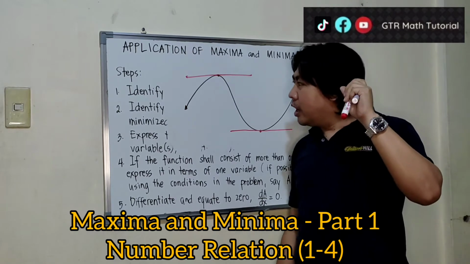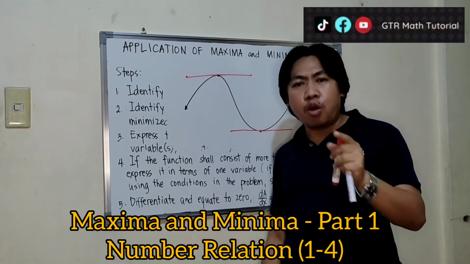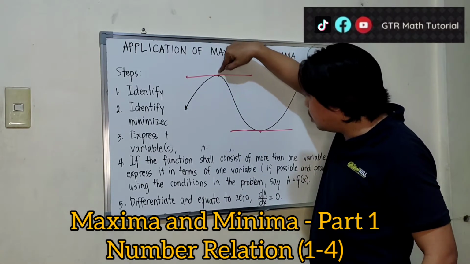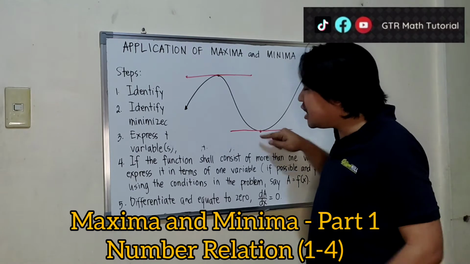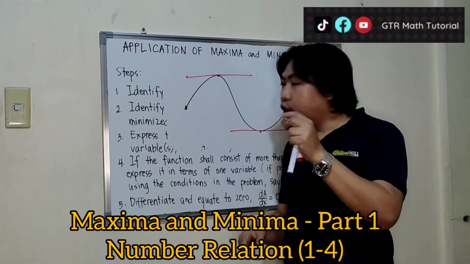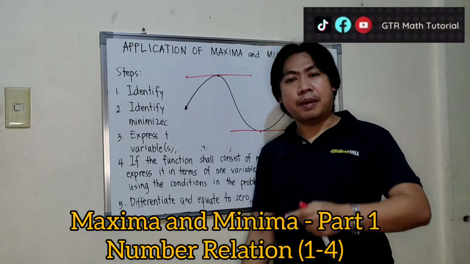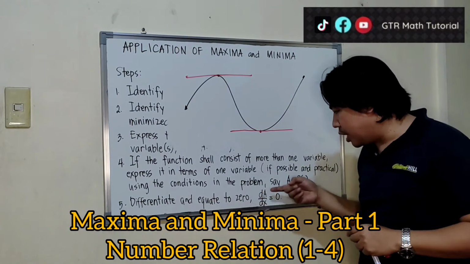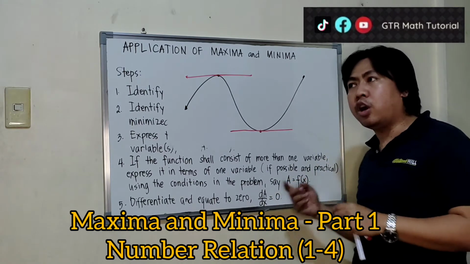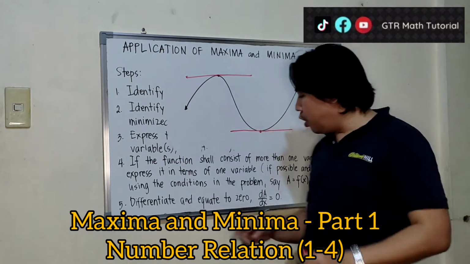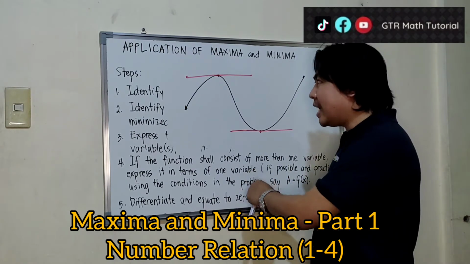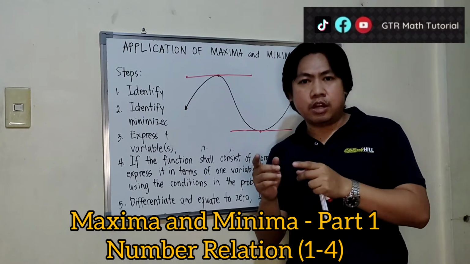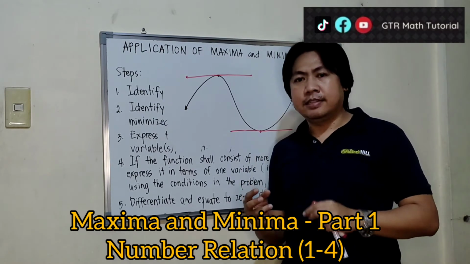And we also define the derivative as the slope of the tangent line. Since the tangent line at maximum or minimum is horizontal, the slope is 0, which is the derivative of the function. So that is why we differentiate and equate to 0. So derivative of a with respect to x is equal to 0, then solve for the value of the variable, let's say x. Okay?